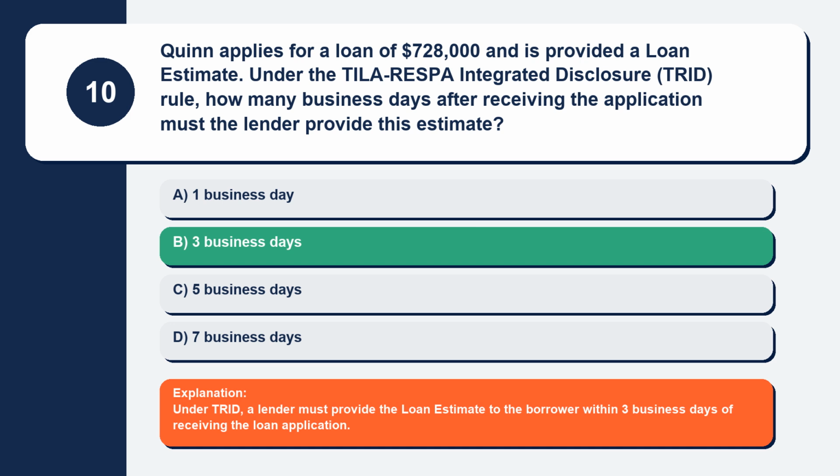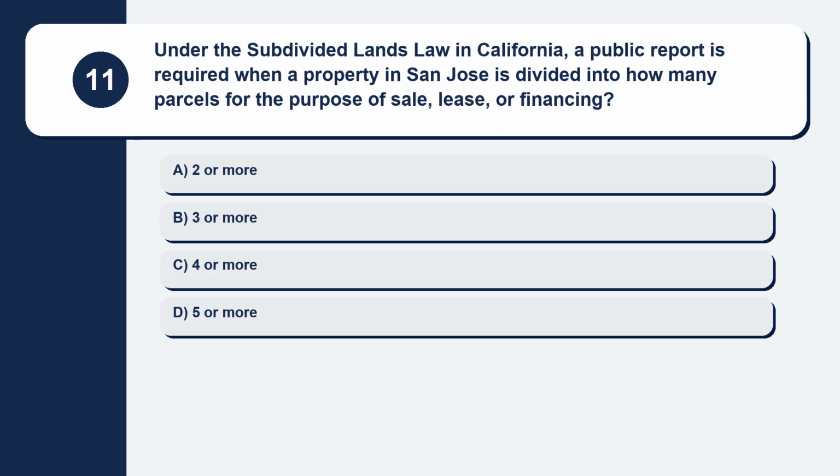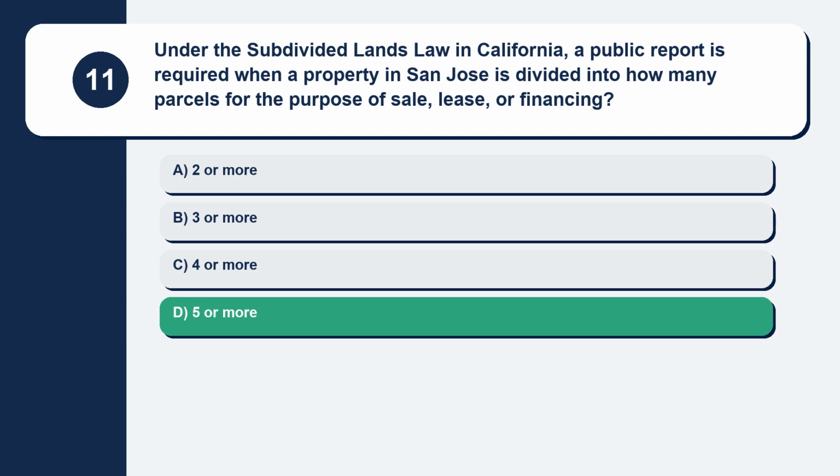loan application. Question 11. Under the Subdivided Lands Law in California, a public report is required when a property in San Jose is divided into how many parcels for the purpose of sale, lease, or financing. Here are your options. Option A, 2 or more. Option B, 3 or more. Option C, 4 or more. Option D, 5 or more. The correct answer is option D, 5 or more.